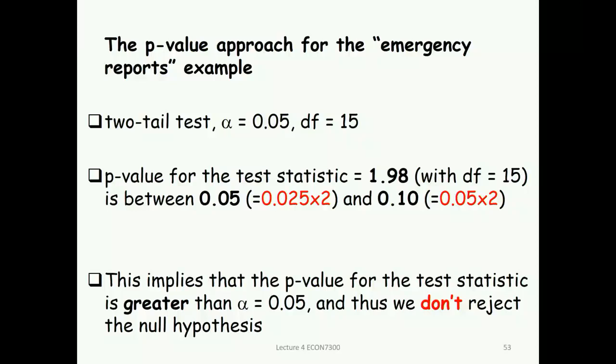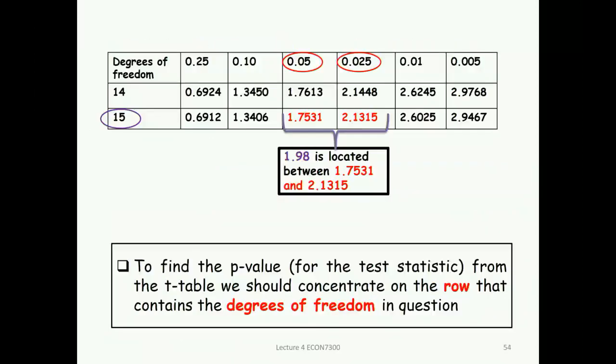If the question were a one-tail test, do we need to multiply this? We leave it as it is. We would say between 2.5 and 5%.